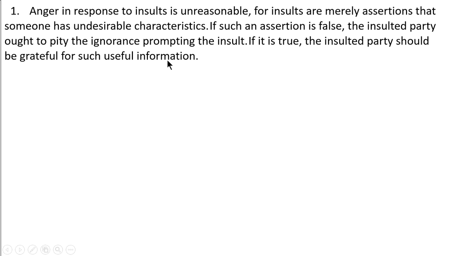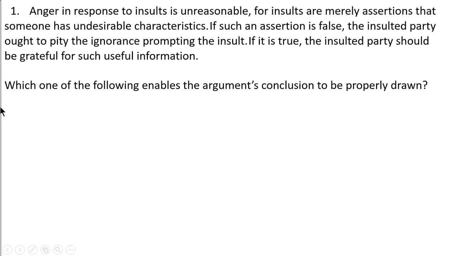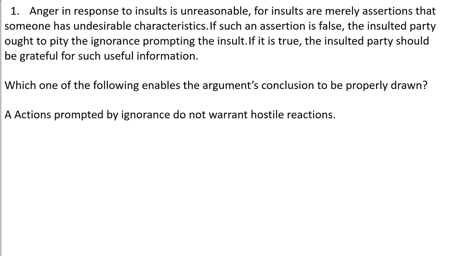Now, the overall crux of the argument is that if a person insults the other person, then anger is not the right response. Rather, the insulted party should have pity on the other party. So now let's check what the question is. Which one of the following enables the argument's conclusion to be properly drawn? So we have to find the option which helps in the argument's conclusion. Now let's check the options.